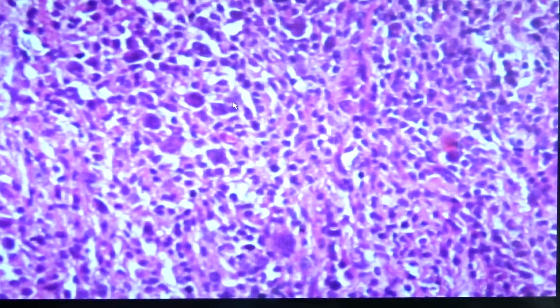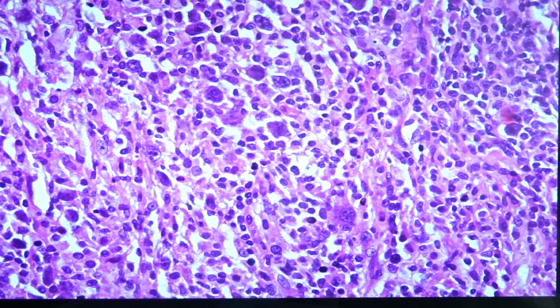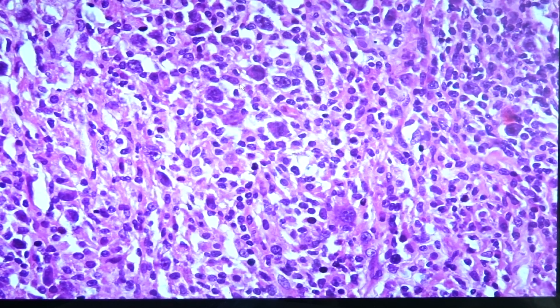So the cells that we have here, the large cells, can present with multinucleation like this one, or would present with a single nucleus with multilobation like this one. Okay, with prominence of the nucleoli. So we have variants for the Reed-Sternberg cells.